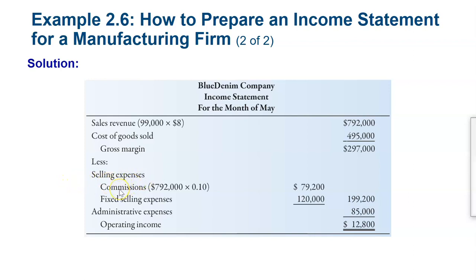So here we go. Selling expenses, commissions equals $79,200. We can probably do this in our head. If we recall, the commissions were 10% of sales revenue. Move the decimal over one spot to the left, and we come up with $79,200. They gave us fixed selling expenses of $120,000. So total selling expenses, these two figures combined, are $199,200. Then we have our administrative expenses of $85,000.